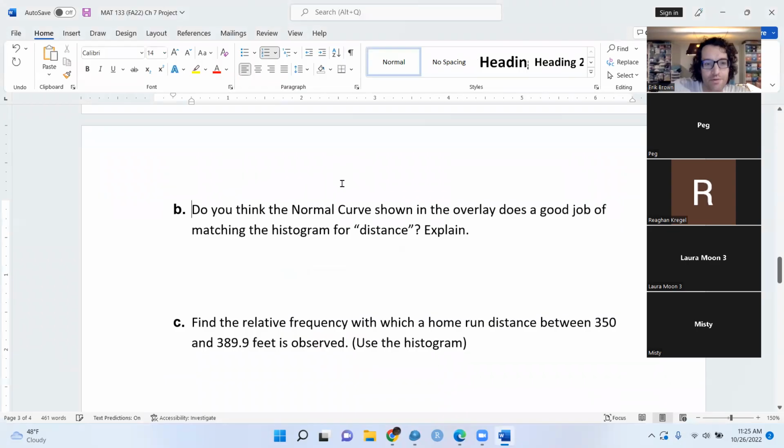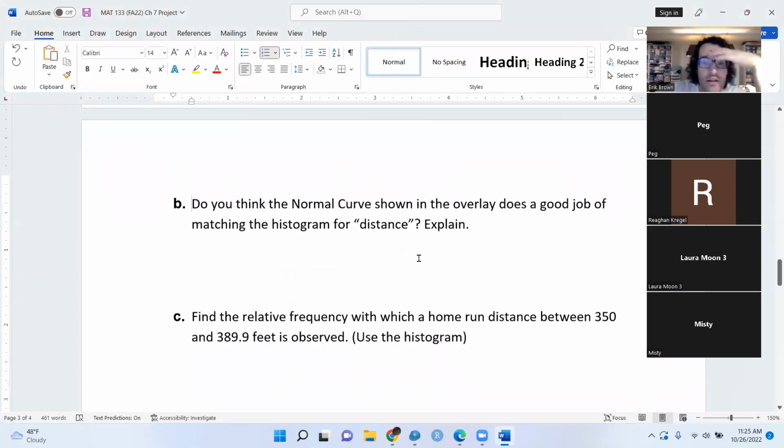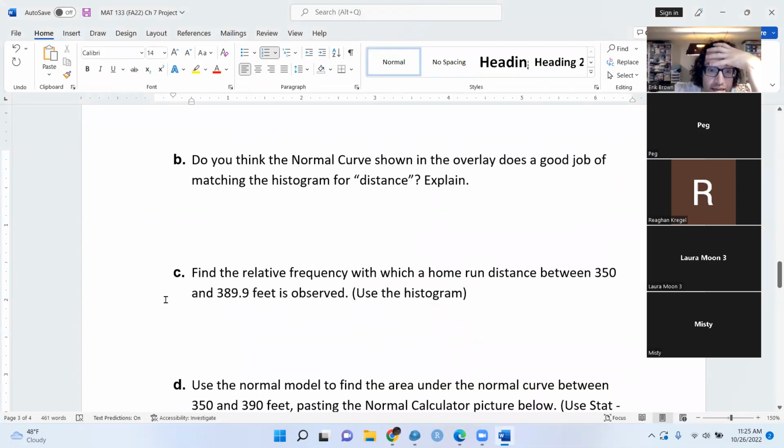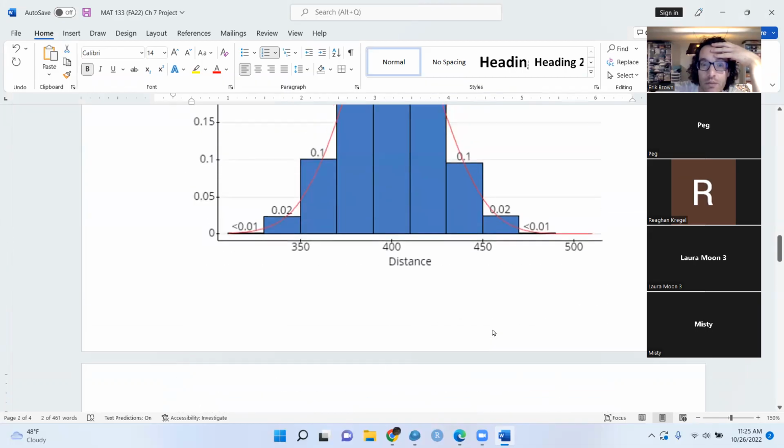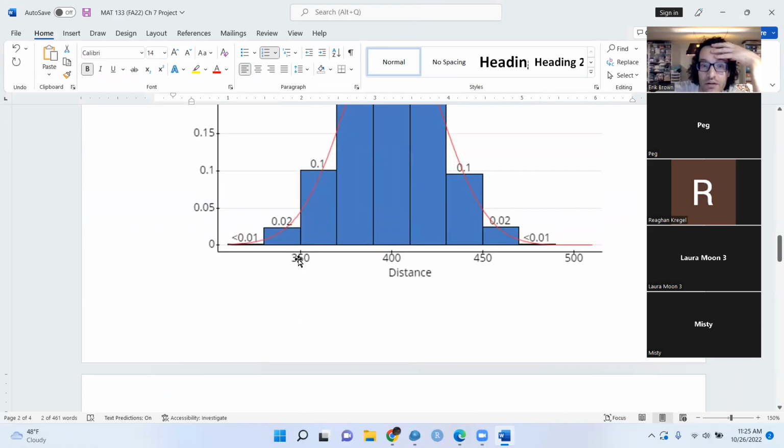For B, you say whatever you want. Peg, you were like, hey, that's so satisfying, looks good, awesome, yes. For C, now notice it says relative frequency with which a home run distance between 350 and 389.9 feet is observed. So when we look up here, here's 350.